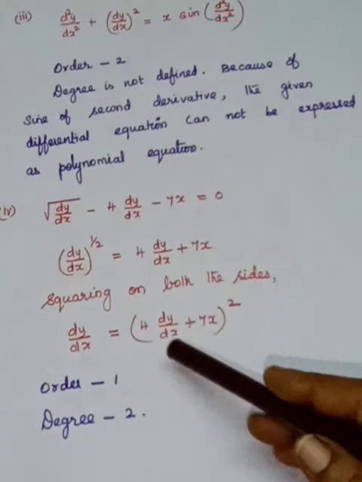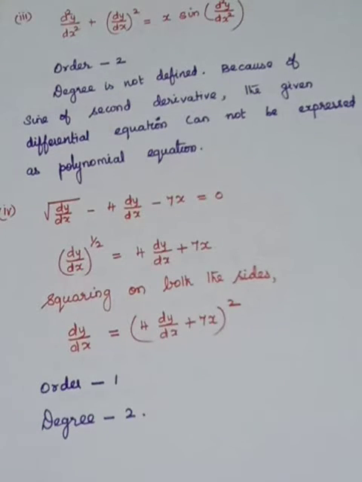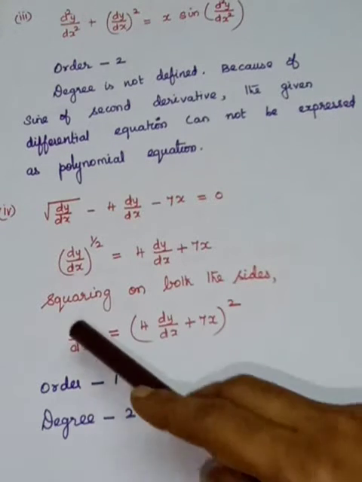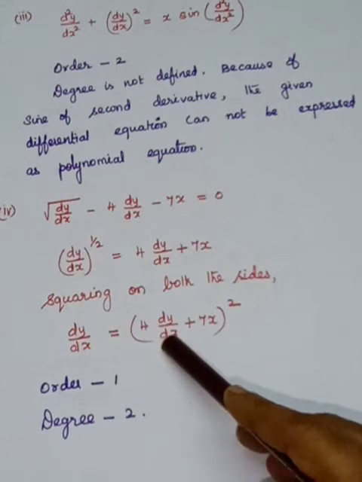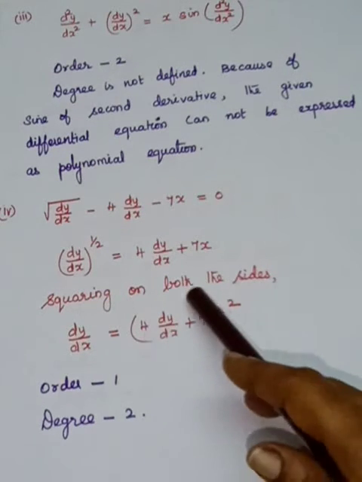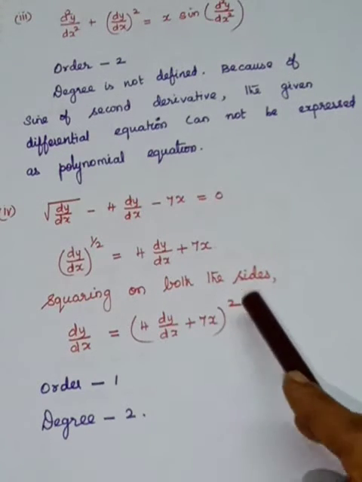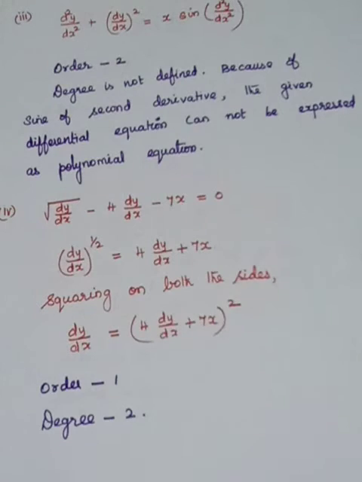Here, what are the derivatives involved? Only one, dy by dx. So its order is 1. And the power of the highest order derivative: here also you will have dy by dx, but it is to the power 2. So therefore the degree is 2.